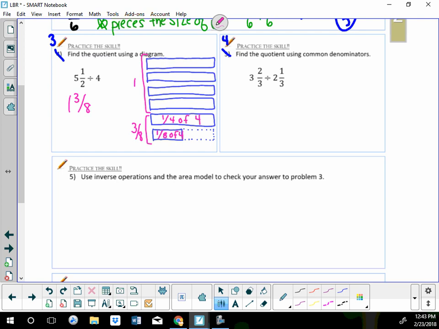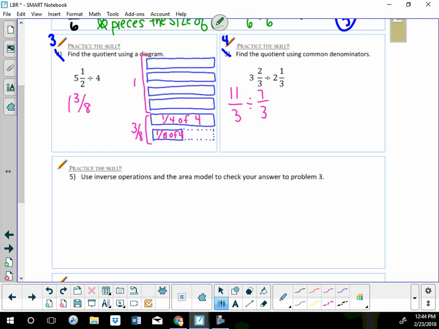Okay, our next question says, find the quotient using common denominators. So I'm looking at number 4, and I can see that we already have common denominators. So step 1 is figured out. What am I going to do for step 2, guys? You can just tell me. Turn our mixed numbers into improper fractions. So I have 3 2/3. What does that become? 11/3. Nice job. And how about 2 1/3? 7/3. Okay. I'm going to divide my numerators.